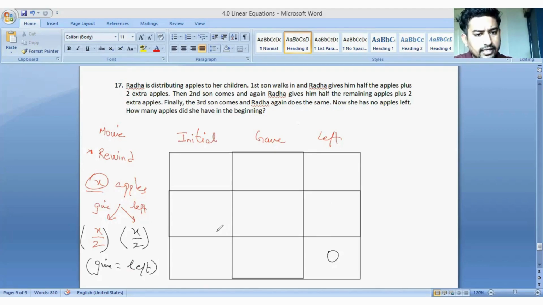The third kid came in, right? And this third kid, when he came in, what happened? The first thing what happened? The first thing is he gave back Radha 2 apples, right? Because what did Radha give? Radha gave him 2 apples, half the apples. Then she was left with something. She gave her 2 more, and then she's left with nothing.